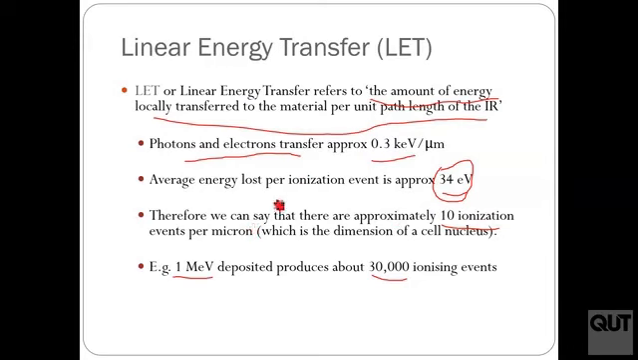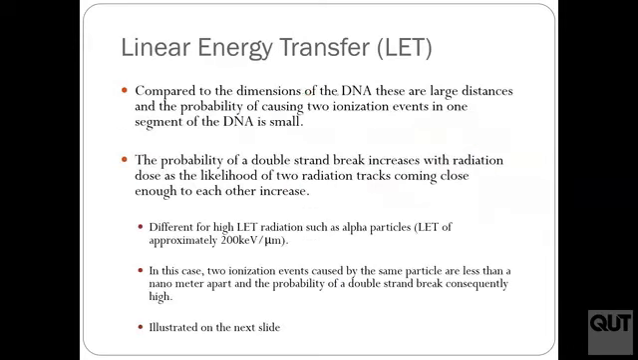Compared to the dimensions of DNA, these distances of 10 ionisation events per micron, so for photons and electrons, these distances are pretty large, and so the probability of causing 2 ionisation events in one segment of a DNA cell is very small from a single X-ray. And the probability therefore of a double strand break is also small, but this increases as the radiation dose increases.